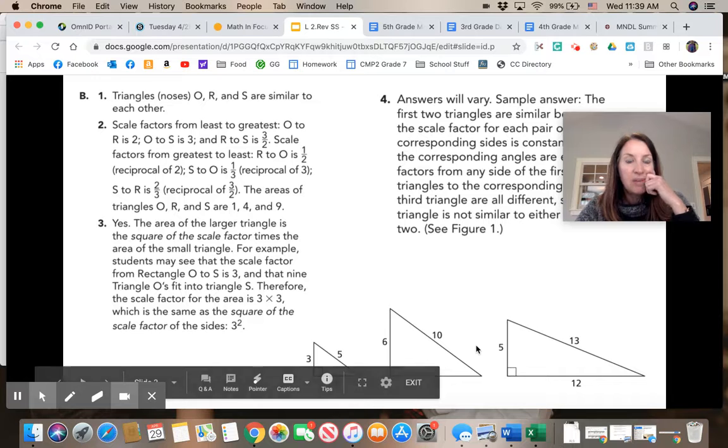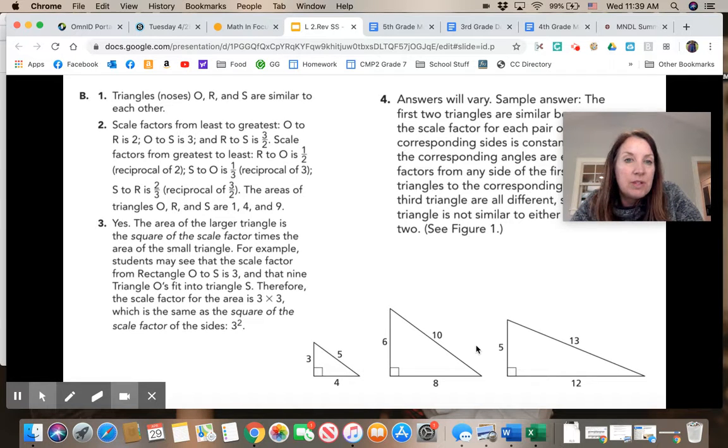In question B, we're talking about the triangles. The noses, O, R, and S, are similar to each other. The scale factors from O to R is 2, O to S is 3, and R to S is 1.5. Again, if you did those from big to small, they would be the fraction, the reciprocal. So half, 1/3, and 2/3. The areas of the triangles for O is 1, R is 4, and S is 9.